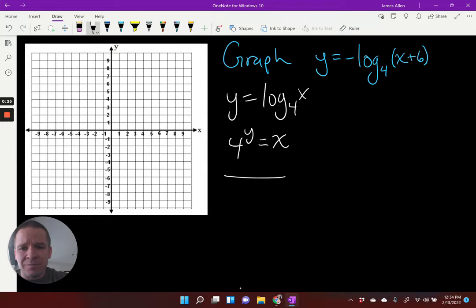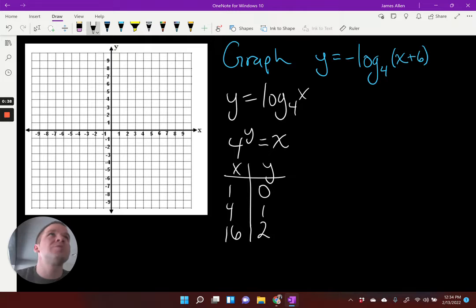Now I can write my t-chart for this wonderful, easy little parent function here, right? I'm going to throw a 0 here. I get 1. I'll throw a 1 here. I get 4. Throw a 2 here, and I get 16. Okay. Just calm down. The negative will work itself out.